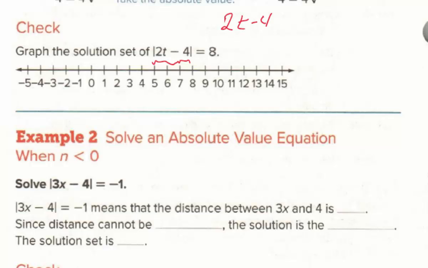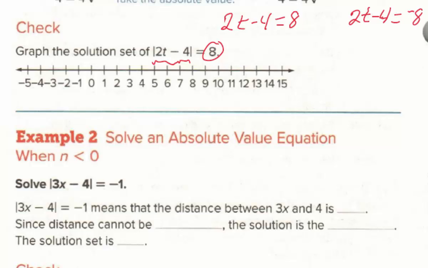2t minus 4 equals, and I'm going to put the positive possibility, which is 8. And on the right-hand side, I'm going to write it again, 2t minus 4 equals. And then I'm going to put the negative possibility. So the absolute value could be an 8 or it could be a negative 8, and they both come out as a positive 8. So remember, we're looking for both of them to come out as a positive 8. So we set both equations up like this.